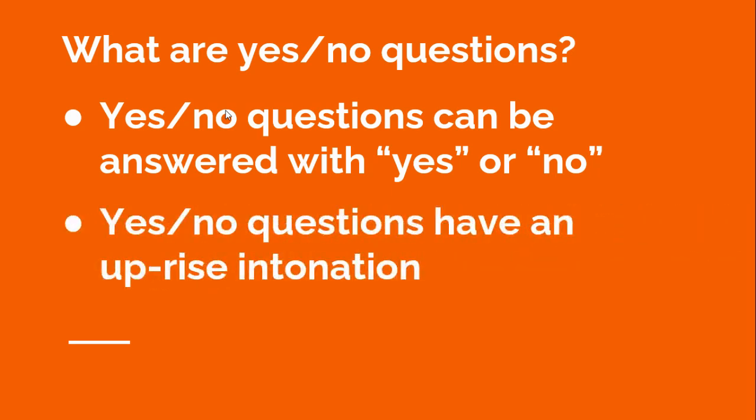Yes-no questions most often have an uprise intonation. This means that at the end of the question, the speaker's voice or tone of voice lifts up at the end of the question. For example, a statement would be, "Today I went to the market," whereas a question might be, "Did you go to the market today?" As you can hear, the tone of my voice lifts up at the end of the question, a perfect example of uprise intonation in a yes-no question.